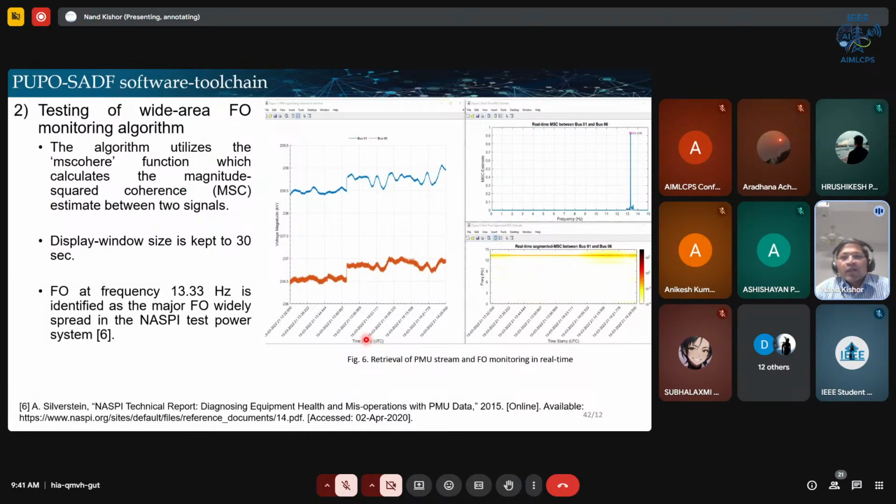Then again, there are some more results here, so wide area oscillation. The main algorithm that we had developed was actually based on the square coherence between the two signals here. And here it shows some of the results for the time delayed window of 30 seconds. This result corresponds to about 13.33 hertz of oscillations, and it has also been confirmed from the report that has been published.